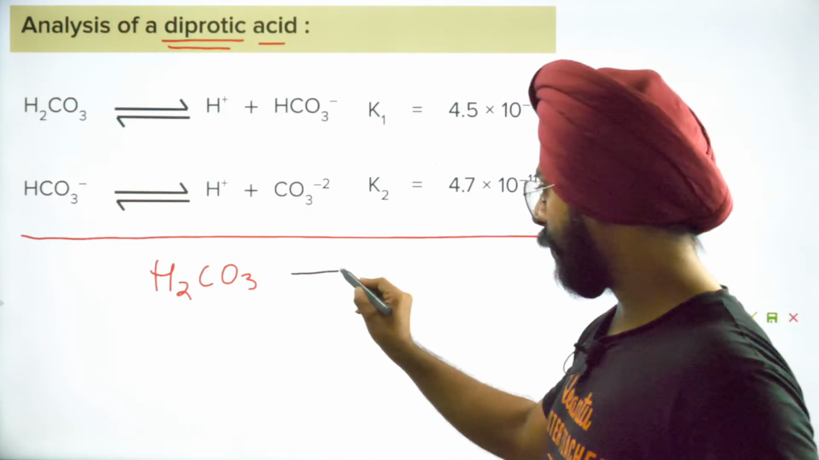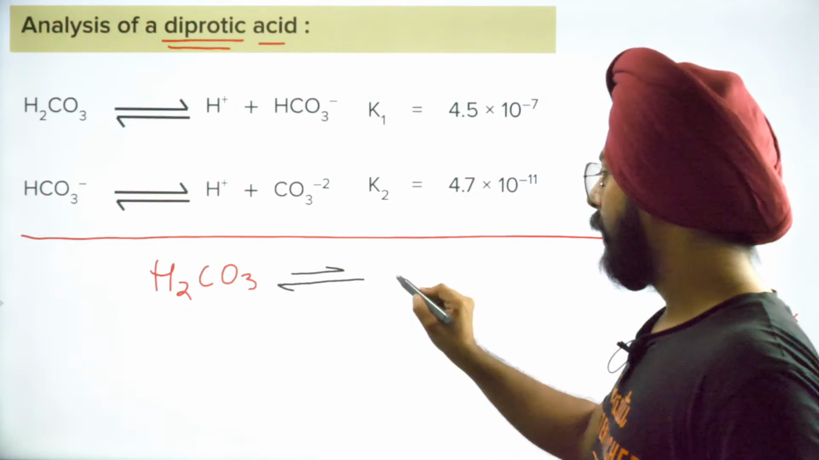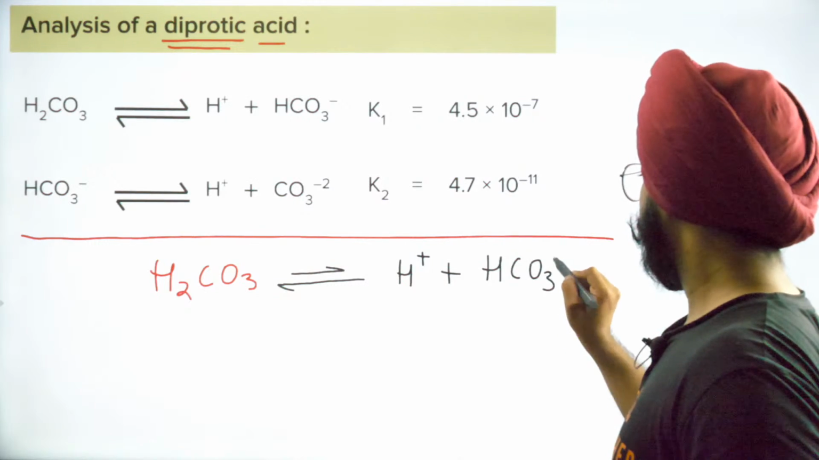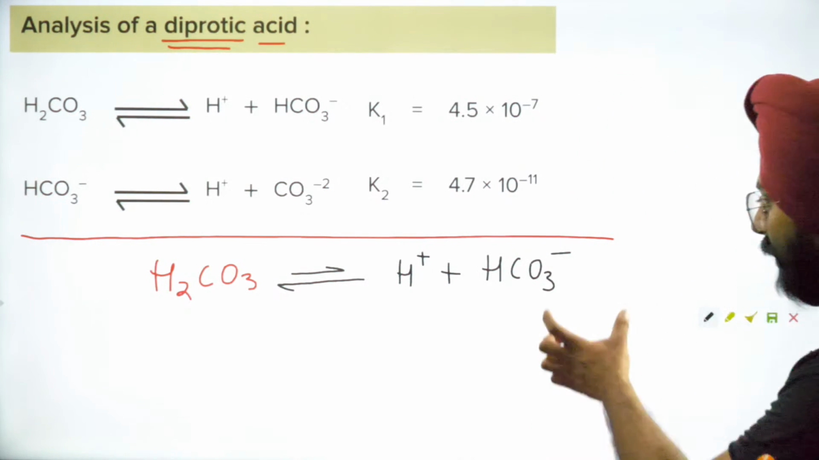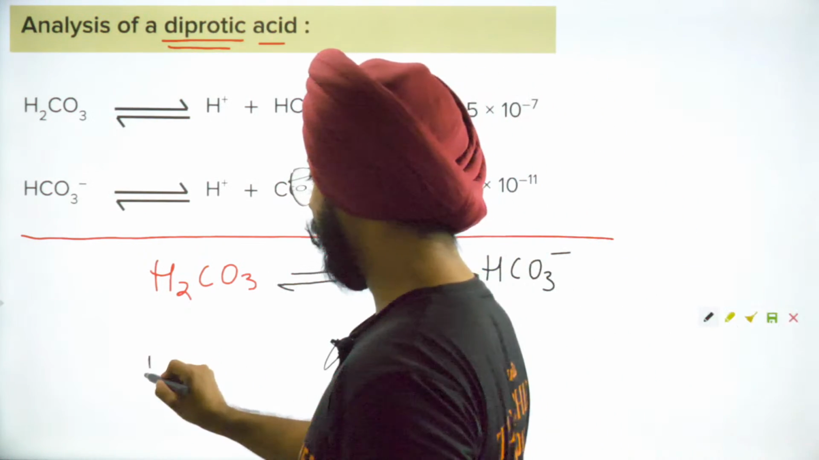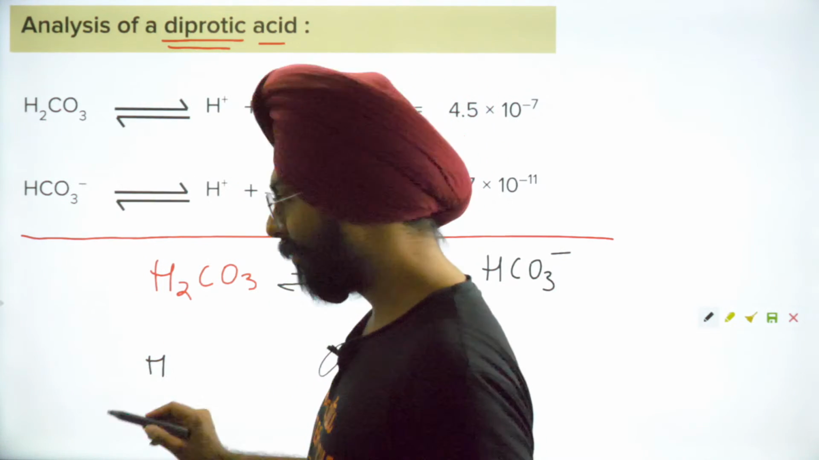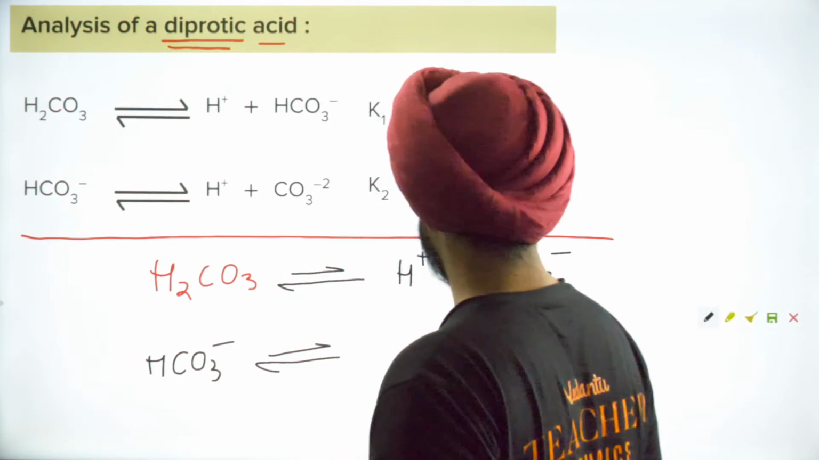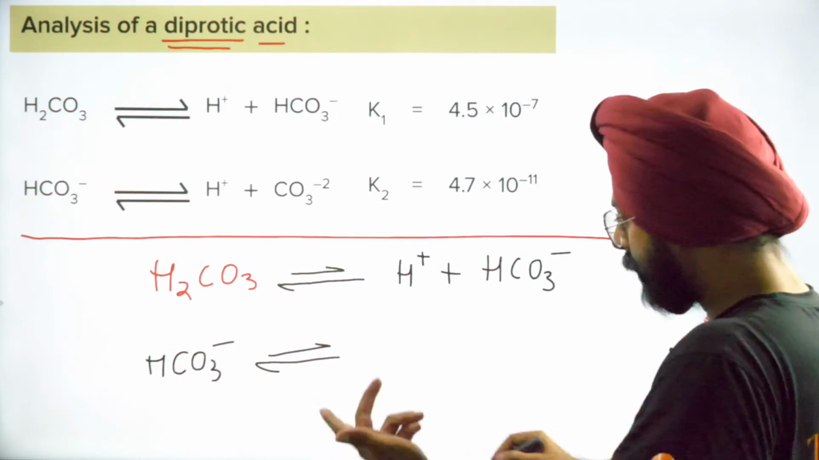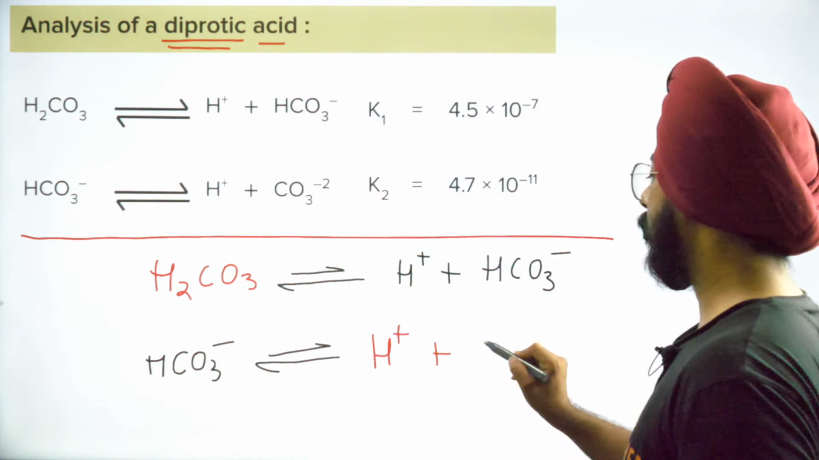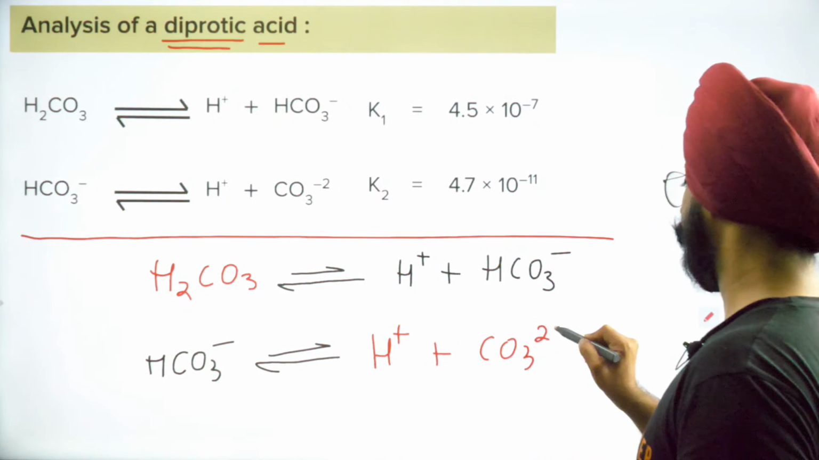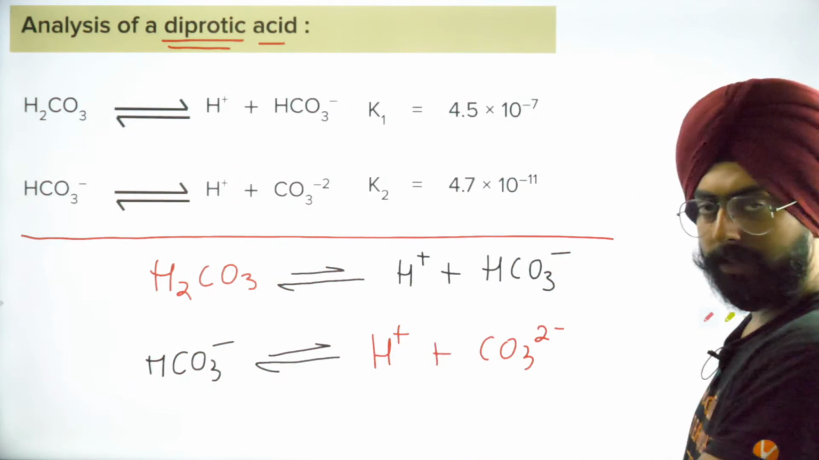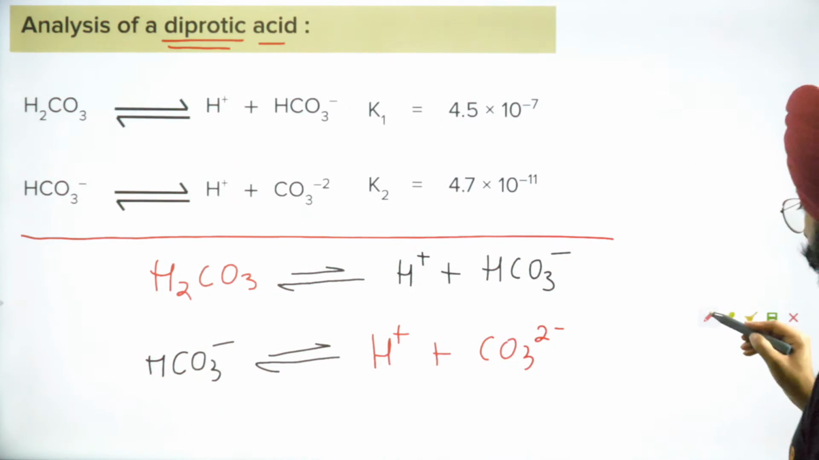In the first step, how is it going to get rid of the H positive? It is going to give you H positive plus HCO3 negative. Now this HCO3 negative is going to act as the second acid. So HCO3 negative आया यहाँ पे, and this is going to break apart into yet another H positive, and CO3 2 negative will be formed. Fine. So first step, one H positive is released. Second step, one H positive is released.